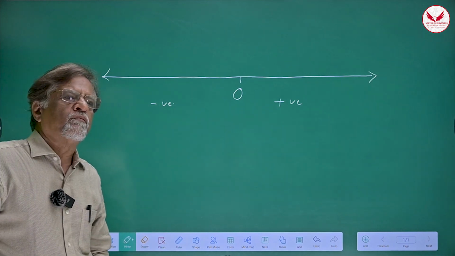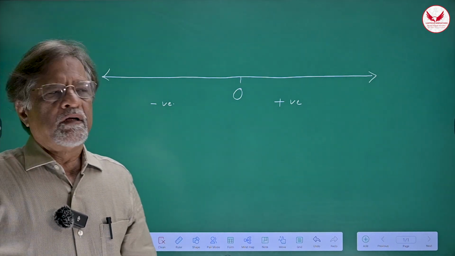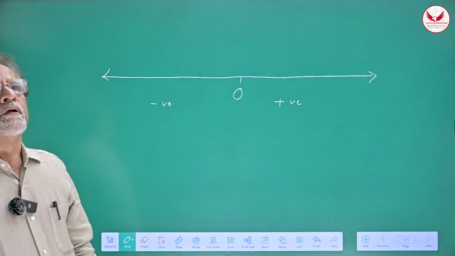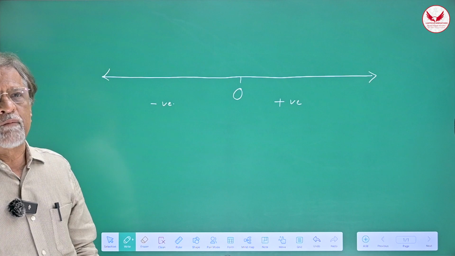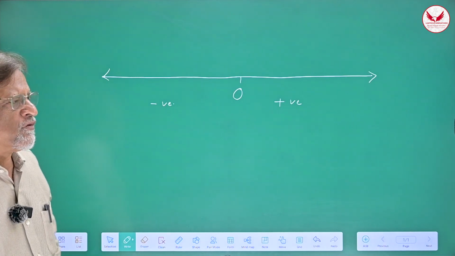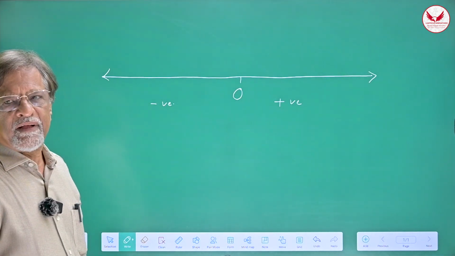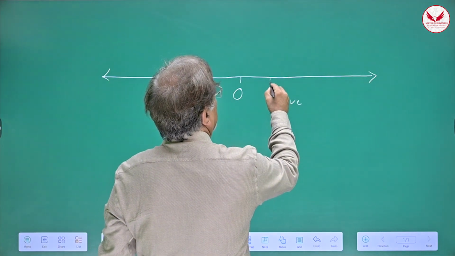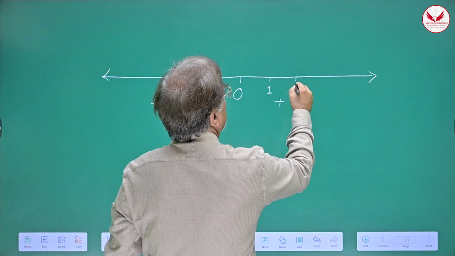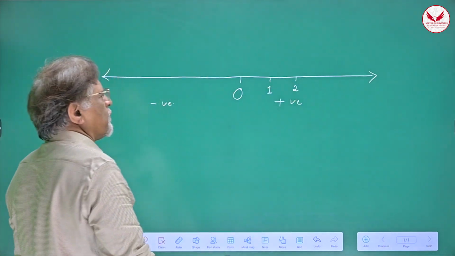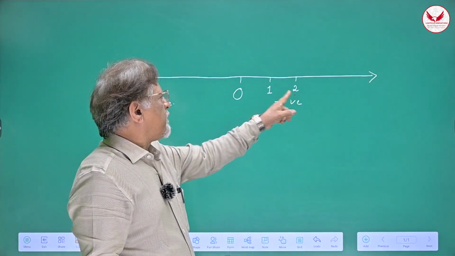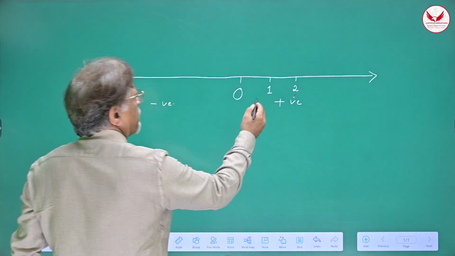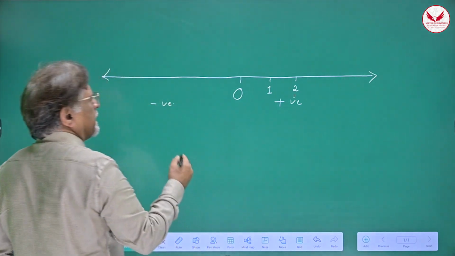So, if I ask you what is mod x, I will say it is nothing but the distance of that point from 0. For example, 2. How much distance is between 0 and 2? 2 units, correct? So, what is mod of 2? Mod of 2 is the distance of 2 from 0, right?